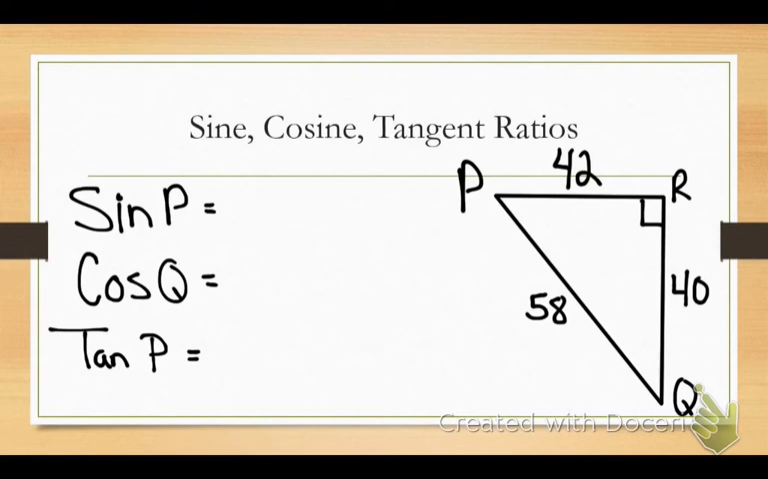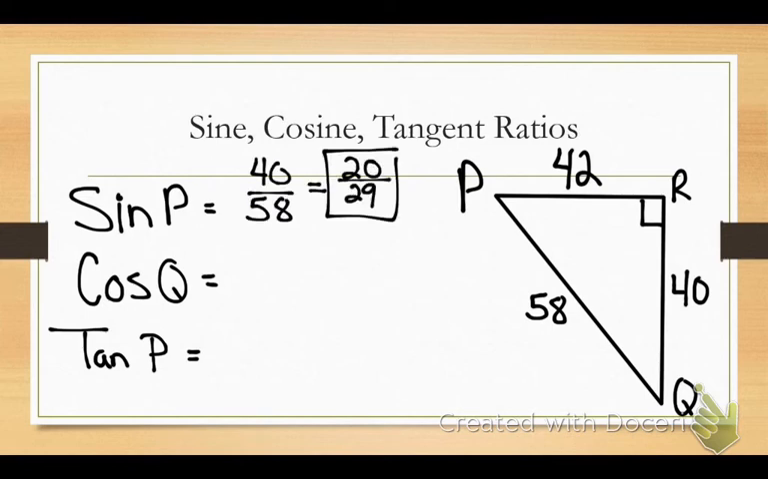Okay, so sine, according to my acronym SOHCAHTOA, sine is opposite over hypotenuse. So that's going to be 40 over 58. 20 over 29? Who got that? Good. Okay, cosine. Anybody want to tell me what they got for cosine? Colby?